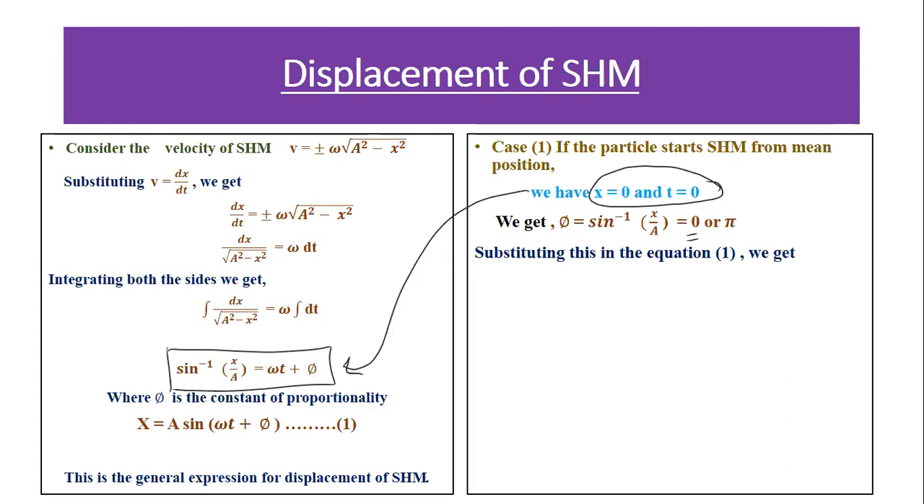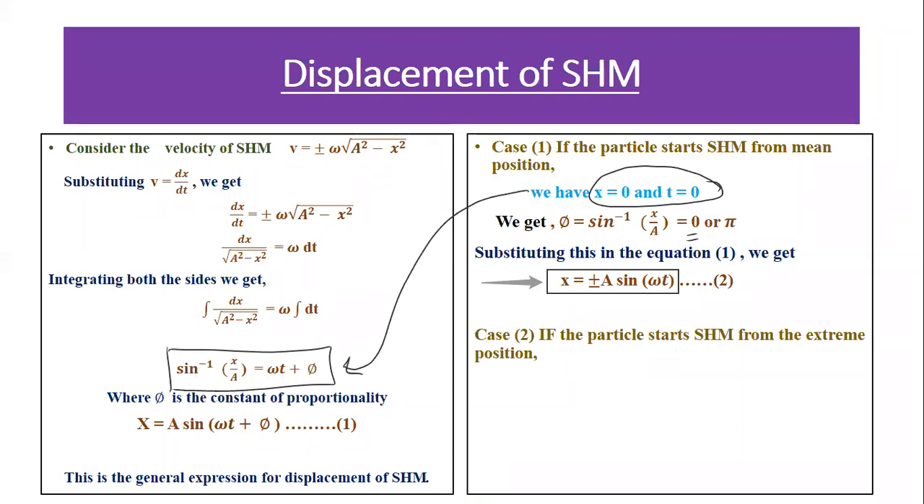Then substituting this value of phi in equation 1, we get x is equal to a sine omega t, and this is the expression for displacement when particles start at mean position. Now similarly, case 2: if particles start at extreme, then how much is the displacement that we have to obtain?